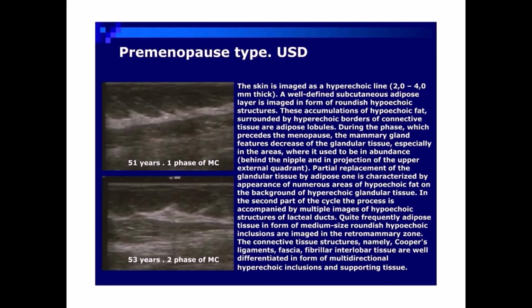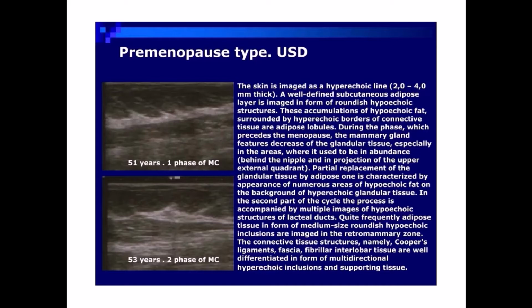Premenopause type, ultrasound. The top image is showing 51 years. First phase of menstruation cycle. The bottom image is showing 53 years. Second phase of menstruation cycle. The skin is imaged as a hyperechoic line, 2.0–4.0 mm thick. A well-defined subcutaneous adipose layer is imaged in form of roundish hypoechoic structures. These accumulations of hypoechoic fat surrounded by hyperechoic borders of connective tissue are adipose lobules.